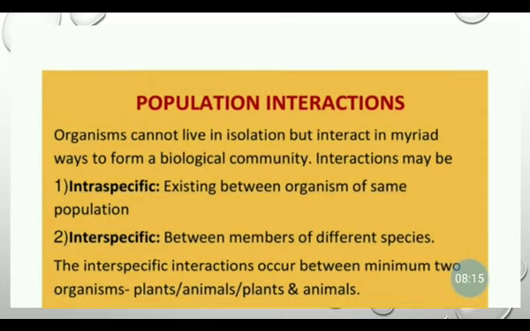Population interactions. Organisms cannot live in isolation but interact in myriad ways to form a biological community. Interactions may be intraspecific, existing between organisms of the same population, or interspecific, between members of different species. The interspecific interactions occur between a minimum of two organisms, that is plants, animals, or plants and animals.